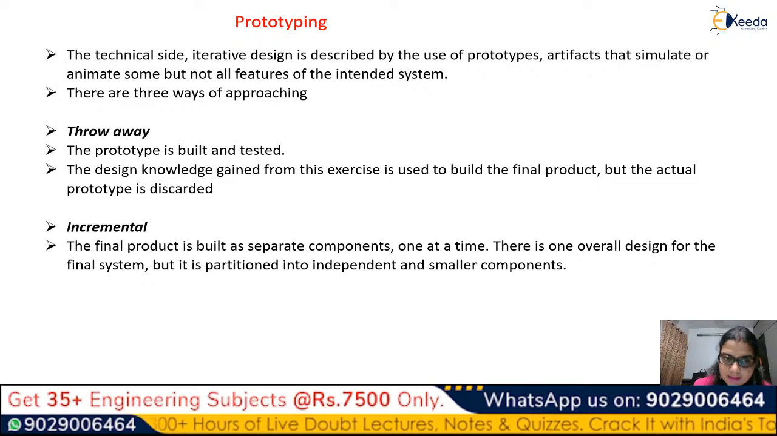Then incremental: how does the incremental model work? The final product is built as separate components, one at a time. So at a time only one component is built, like a button. I mean, sorry, not built, but developed. First, I will develop the main login form in the first phase. In the second phase, I will develop the books. Suppose it's online shopping, so first I will develop books, toys, clothes, fabrics, kitchenware and everything.